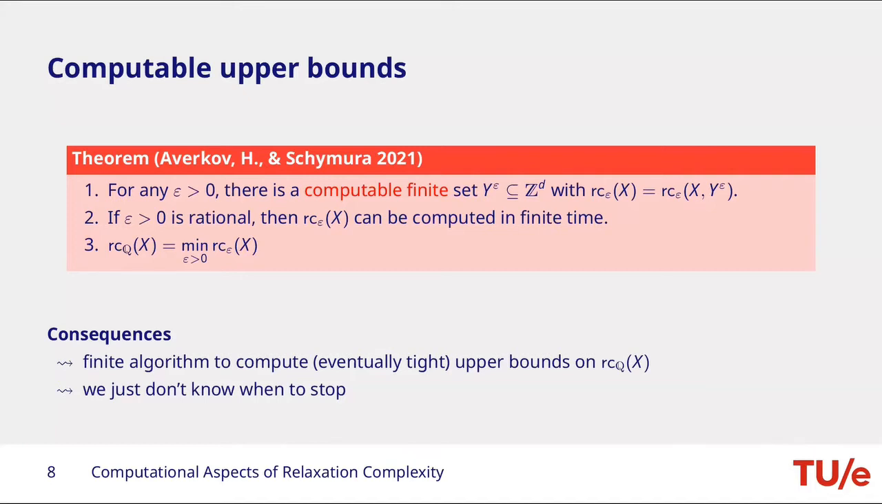We take a monotonically decreasing rational null sequence and compute in each iteration the value of the epsilon relaxation complexity, which can be done in finite time by the second property. Then after finitely many decreases of the value of epsilon, the third property guarantees that we find the rational relaxation complexity. The only drawback of this algorithm is, of course, that we don't know when to stop, because it only says we will find this value, but we have no certificate for stopping the algorithm.